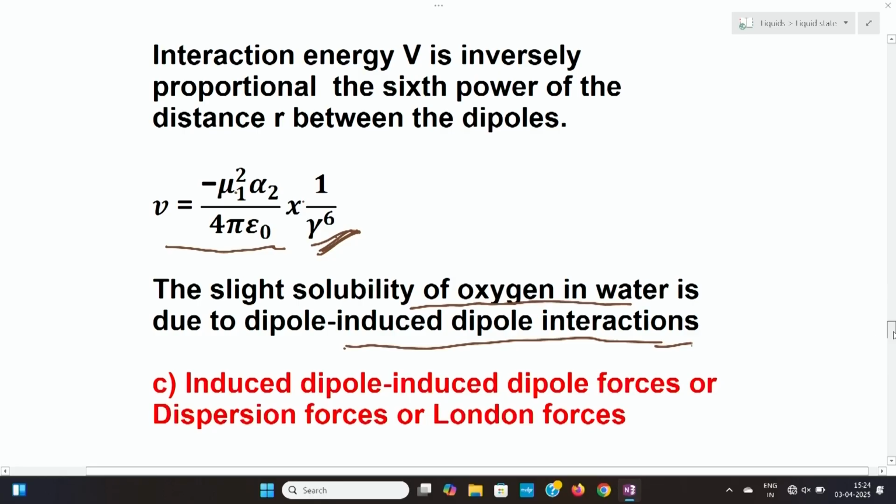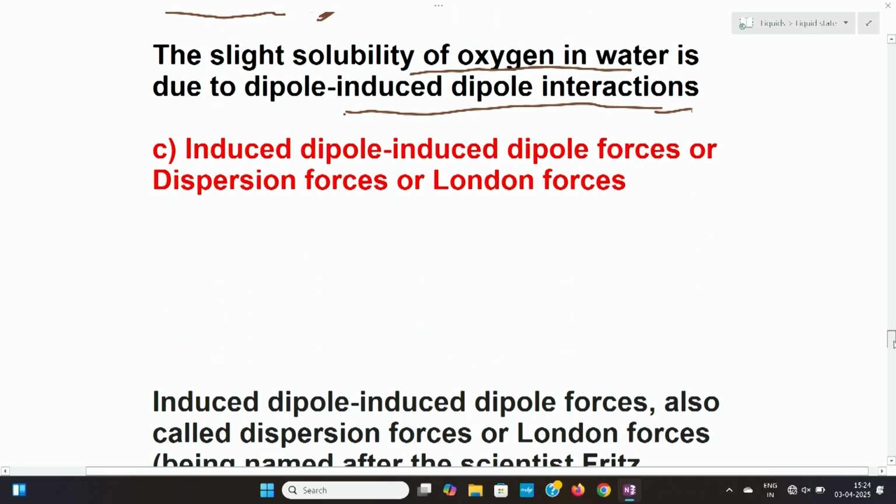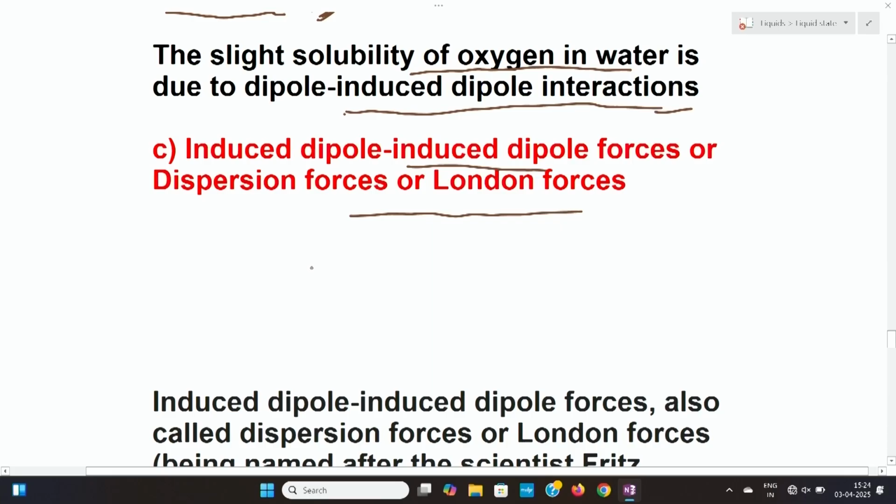Now, let us see the third attractive interaction, that is induced dipole forces or dispersion forces or London forces. As the name says, this interaction is between two nonpolar molecules, that is the induced dipole and induced dipole forces. Here we have a nonpolar molecule and here also we have a nonpolar molecule.